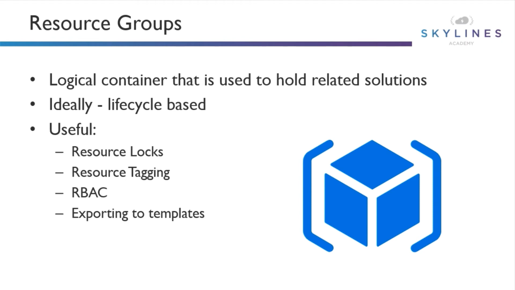Additionally, you could put resource locks to prevent them from being deleted or manipulated. It can also help with resource tagging so that you can apply tags consistently to all the resources within the group. You can use RBAC or role-based access control to manage access and permissions to those resources. And also you have the option of exporting that resource group to a template. Ideally, you would group your resources together within a single resource group. Understandably, once you move into a more enterprise level environment, it might not be as easy, but it's always something to strive for as you work within Microsoft Azure.